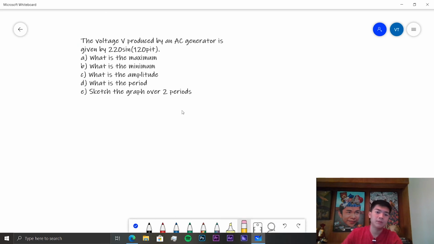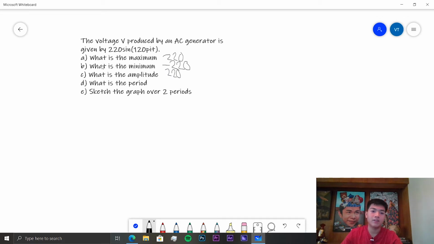So what's the maximum of this function? The maximum of the sine function is 1, so the maximum is going to be 220. What is the minimum? The minimum of the sine function is -1, so the minimum will be -220. What is the amplitude? 220.